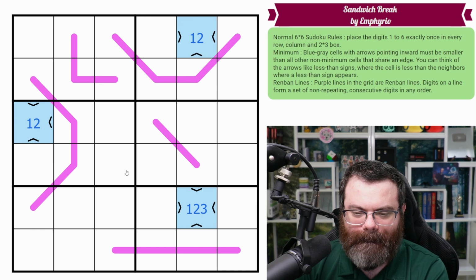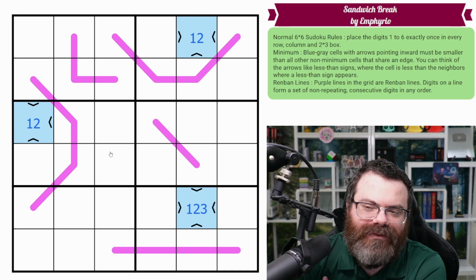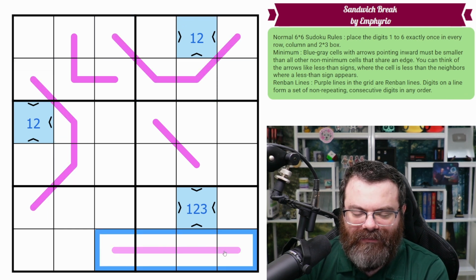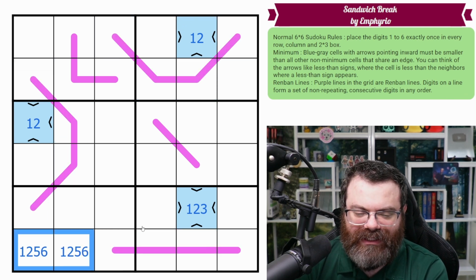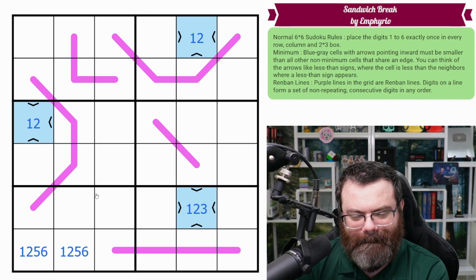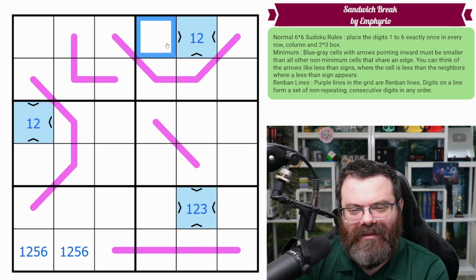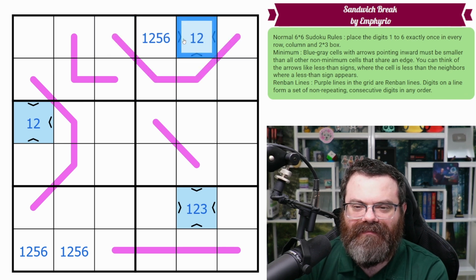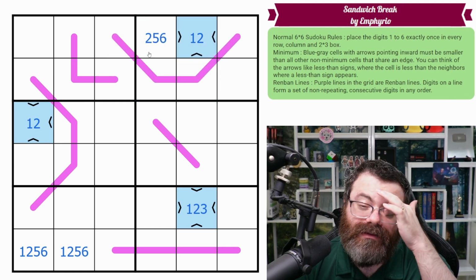Okay, what now? We need a 3 and 4 on here. We need a 3 and 4 on here. We need a 3 and 4 on here. So these are from 1, 2, 5, 6. This cell sees the entire Renban as well. So this is from 1, 2, 5, 6, but it needs to be bigger than the 1, 2, so it's not a 1.